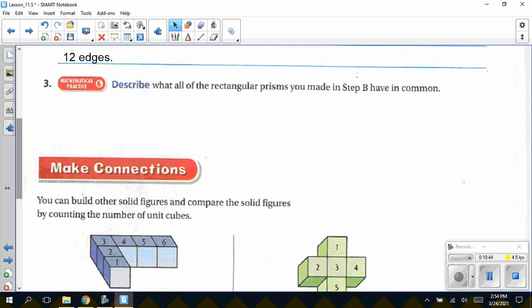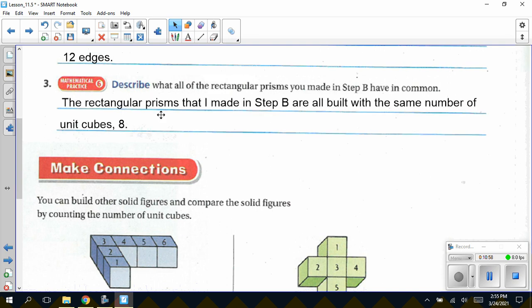And for number 3, describe what all of the rectangular prisms you made in step B have in common. So that is when we had our 8 unit cubes, and then we recorded that in step C. So the rectangular prisms that I made in step B are all built with the same number of unit cubes, and obviously that was 8 cubes.